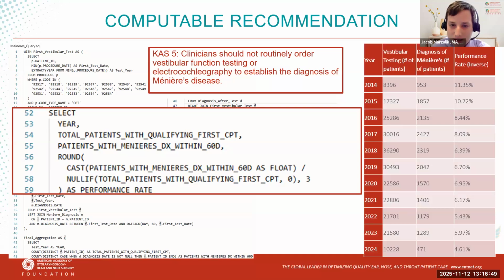What you see on the right-hand side is the number of patients that have been sent for vestibular testing, the diagnosis of Meniere's disease, and then the performance rate. For the performance rate, the goal is that we want the percentage to be lower, so it's an inverse. That means the clinicians are following this key action statement, that they should not routinely order vestibular functioning testing to establish the diagnosis of Meniere's disease.